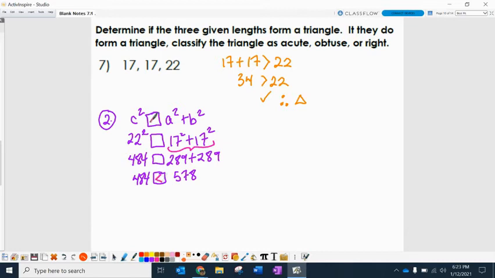So if c squared is less than a squared plus b squared, what does that mean? Therefore, it's an acute triangle. So when c squared is less than the sum of the other two sides squared, it's going to be an acute triangle.